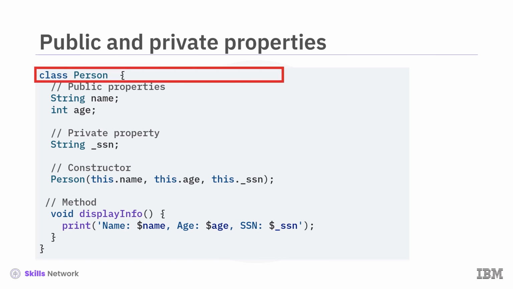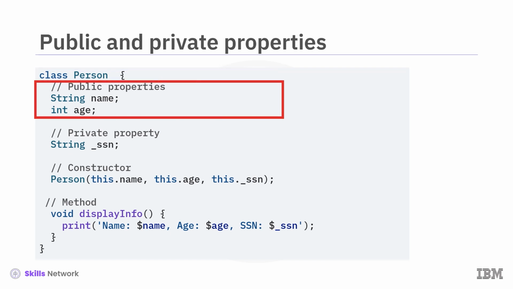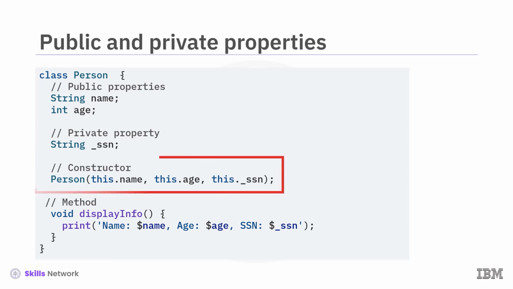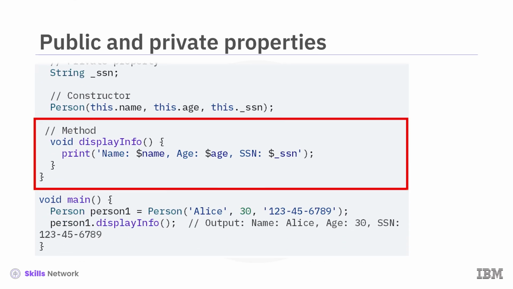A class named person has been defined for creating objects that represent people. The person's name and age have been declared public, and they can be accessed from outside the class. The person's social security number, or SSN, has been declared private and can only be accessed from within the class. An underscore is used to indicate a private property. Here, a constructor is defined to initialize public and private properties for the person object. Finally, the displayInfo method will retrieve and print the person's details.